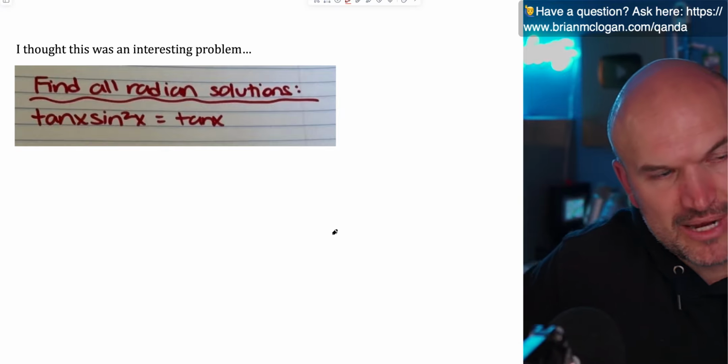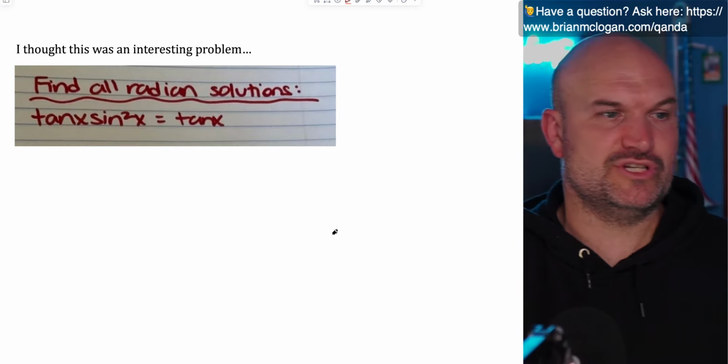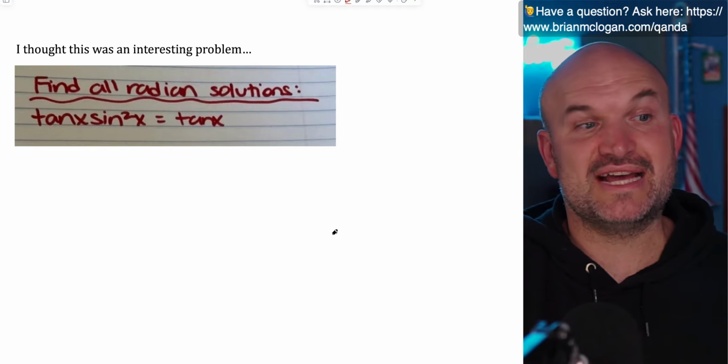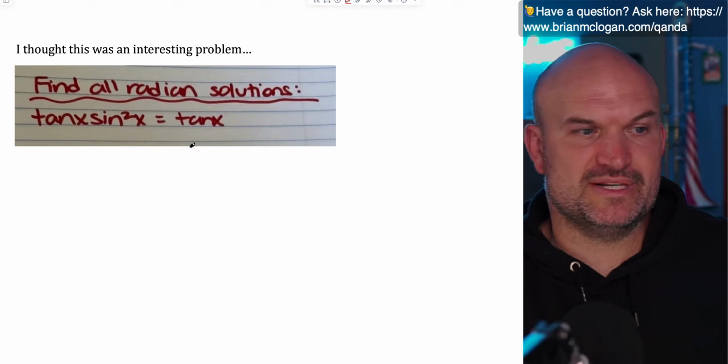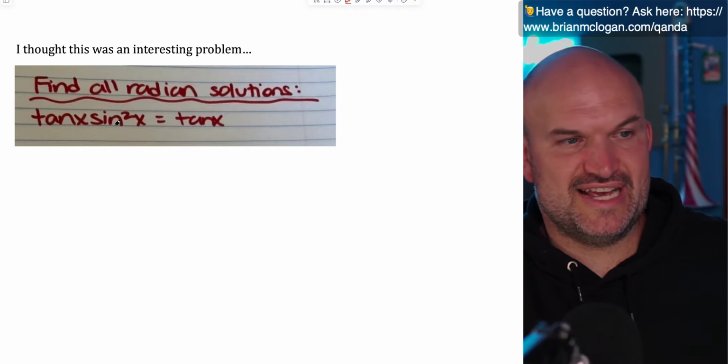I thought this was an interesting problem. Find all the radian solutions. All right, so we have tangent of x times sine squared of x equals tangent of x. If I'm going to solve this, I see I have tangent in common.